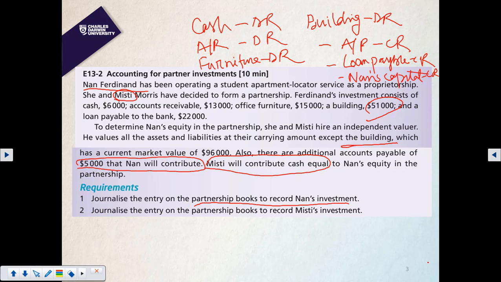How about the journal entry for Misty's investment? What will be the journal entry for Misty's investment? This is the one that we gave, the journal entry for Nan's investment. How about Misty's investment? That 1 lakh is what? Cash to capital, right? Cash debit, and Misty's capital is going to be credit by $103,000. Very good.